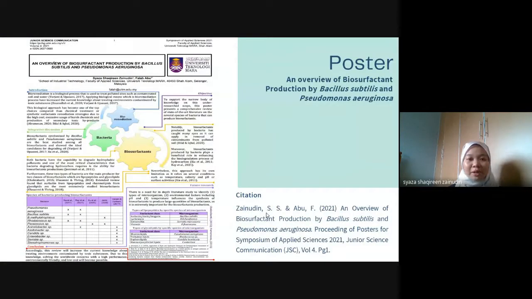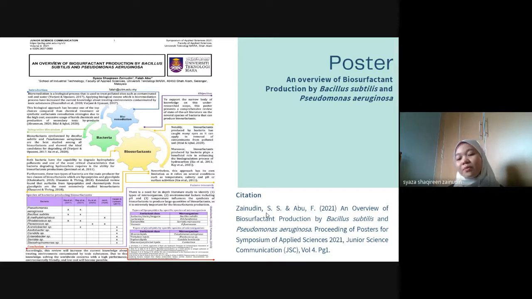Last but not least, I have published a poster on junior science communication with the topic an overview of biosurfactant production by Bacillus subtilis and Pseudomonas aeruginosa. In here, I go into a bit of detail on why the biological approach is the top choice compared to applying physical and chemical remediation, as physical and chemical methods require excessive usage of harsh chemicals, and because of their production of secondary toxic byproducts, apart from being high cost. I also listed some bacteria that are also capable of producing biosurfactants, along with the surfactant classes.